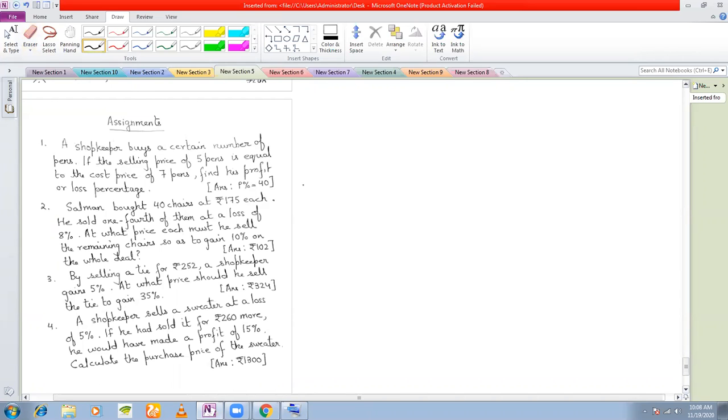First question is, a shopkeeper buys a certain number of pens. If the selling price of 5 pens is equal to the cost price of 7 pens. So what is given here? Selling price of 5 pens is equal to cost price of 7 pens. As I told you, always if you don't know the cost price, assume it to be X. So let the cost price of each pen be X.